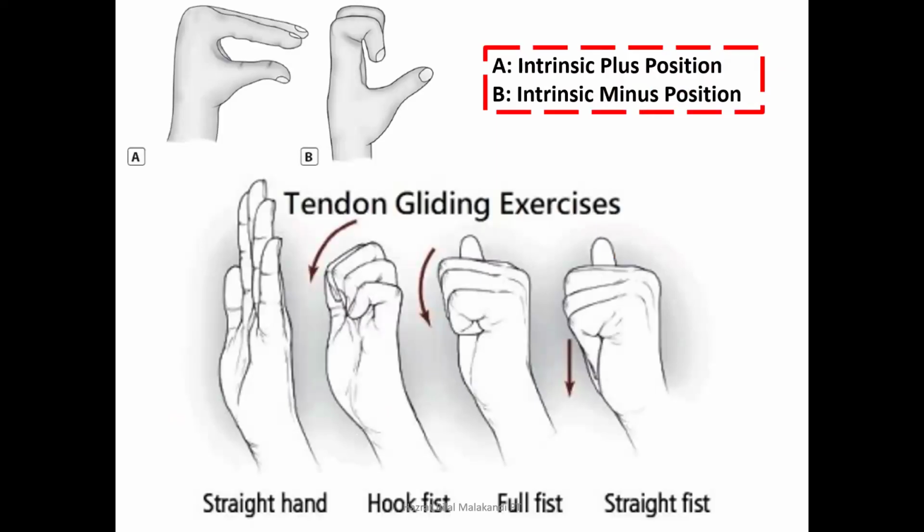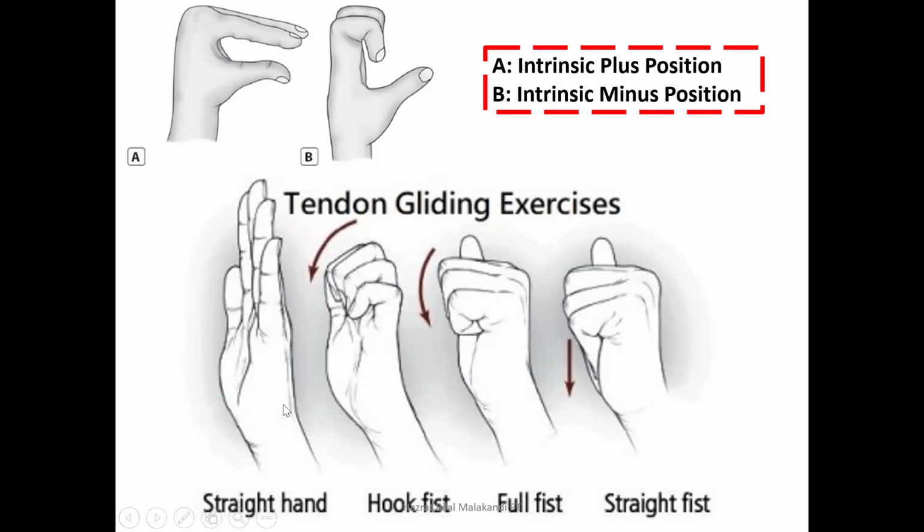So these are the two types of position in the hand. This is actually known as the intrinsic plus position, and this is actually known as the intrinsic minus position. In the intrinsic minus position, instead of keeping the PIP in the flexed position, in the extended position, they should again be kept at the DIP. Sorry, they should be kept in the extended position.